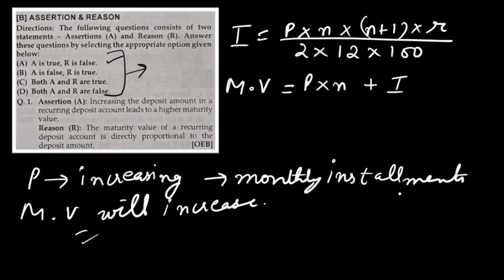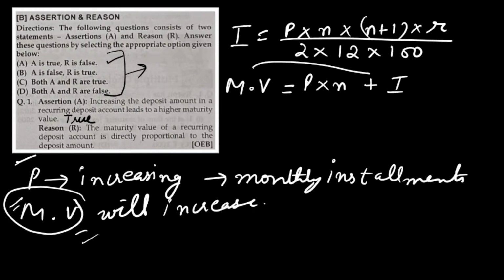Will that be true or false? See, it's clear that if monthly installment will increase, maturity value will also be increased. So that means the first statement is true. First statement is true. Because maturity value depends on principal. Whatever installments we are paying every month, maturity value depends on that. Here you can see it depends on principal.